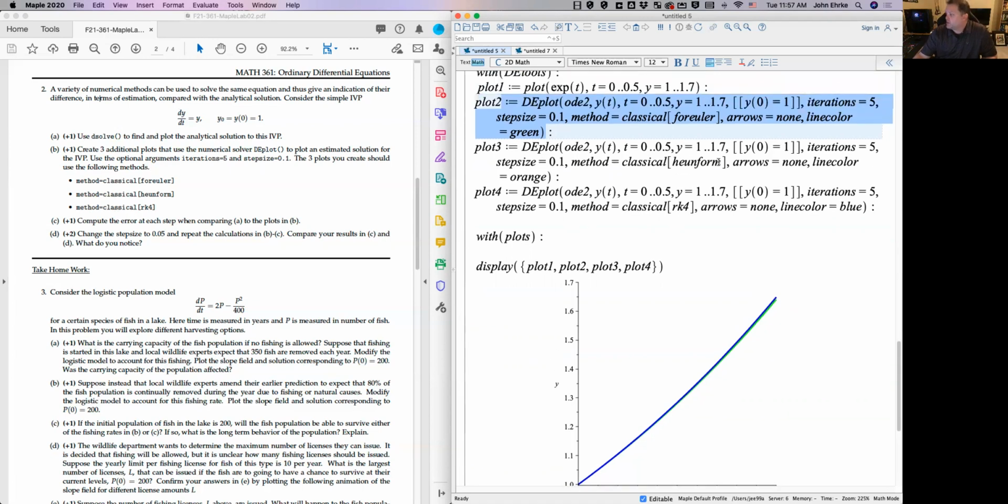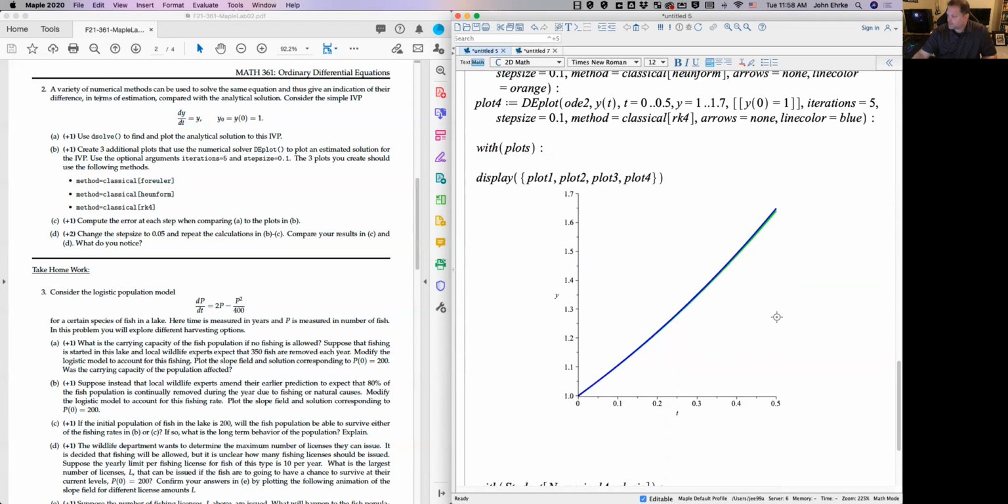But if you compare that with Heun's method, which is orange, and RK4, the Runge-Kutta method, which is blue, those are virtually in sync with one another. So this isn't a particularly difficult differential equation to approximate numerically. What makes Euler's method bad is if there's a lot of curving, so it depends on the second derivative. If your second derivative is very large, then Euler's method creates a lot of error, but you would study that in a numerical methods class.